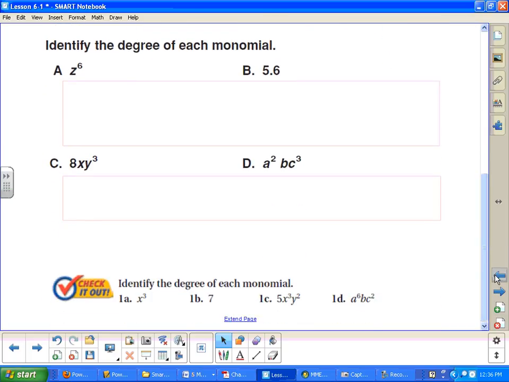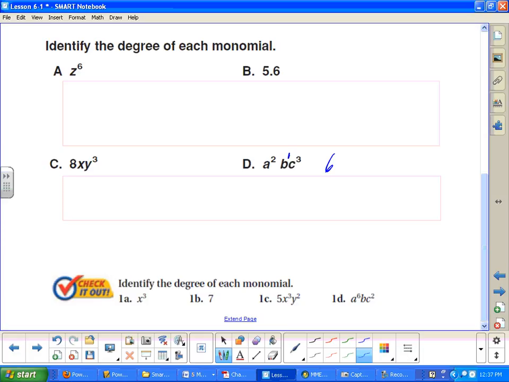So, okay, just a real quick one. Letter D here then. Evan, what's the degree of that one? 5. How'd you get 5? 3 plus 2. Well, there's that b in the middle also, right? It would be 6, right? You have to remember that this one is 1. So the degree here is 6.